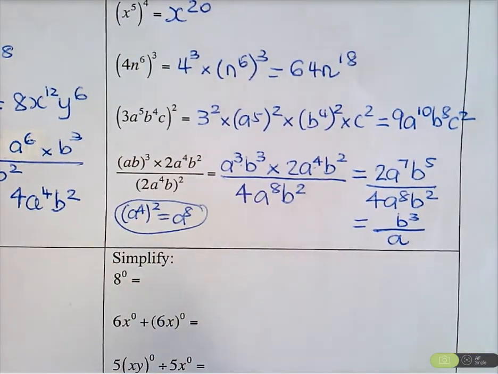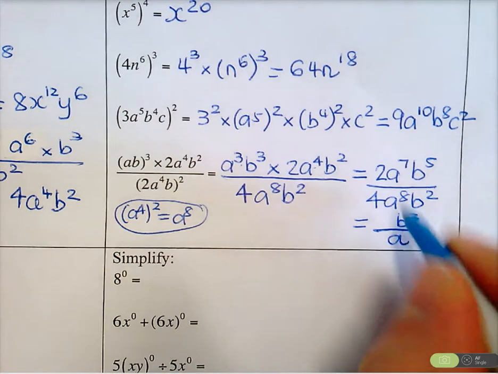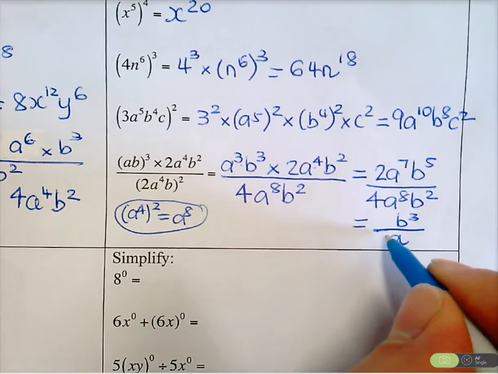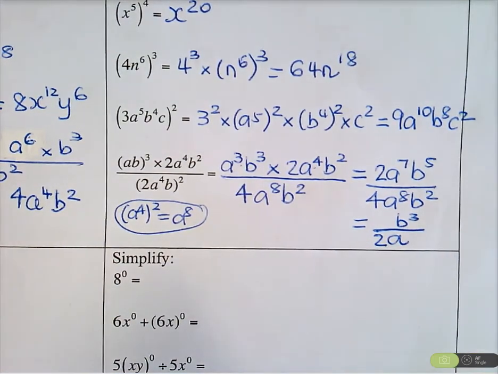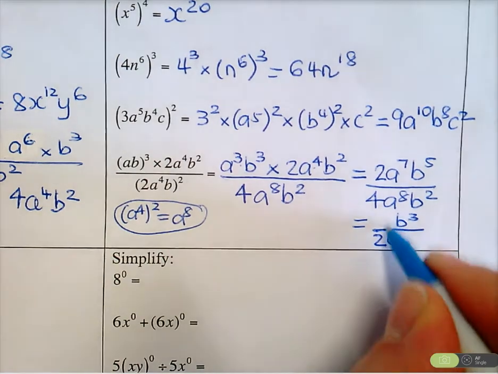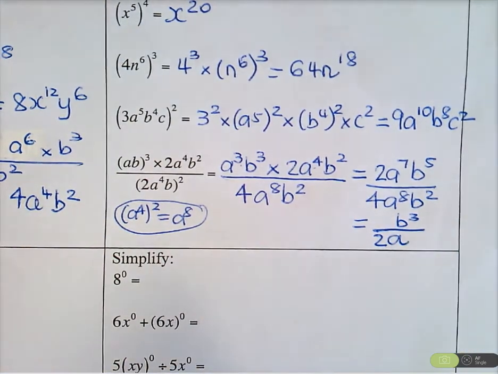Girls, it's really good to think of it when we first learnt the rule, especially if there's higher powers on the denominator than there is on the numerator. You could put a to the negative 1, but we're not doing that today. And I forgot the 2 and the 4. What do I get with the 2 and the 4? 2 over 4 is a half. I can put the 1, but I don't need the 1 on the numerator. So it's b cubed over 2a.